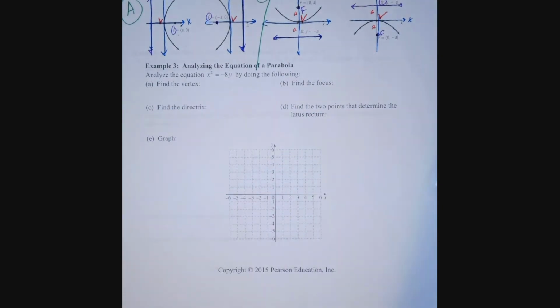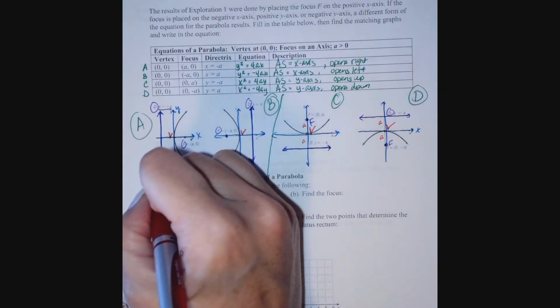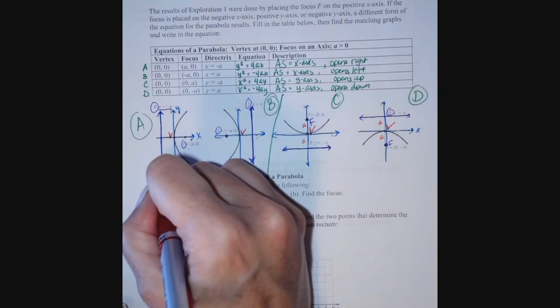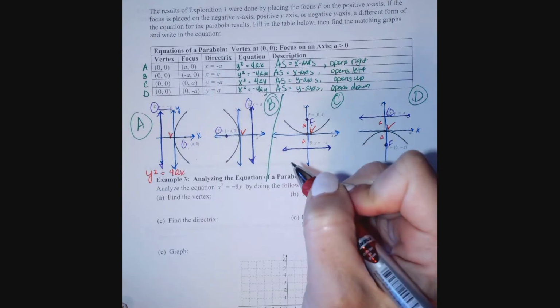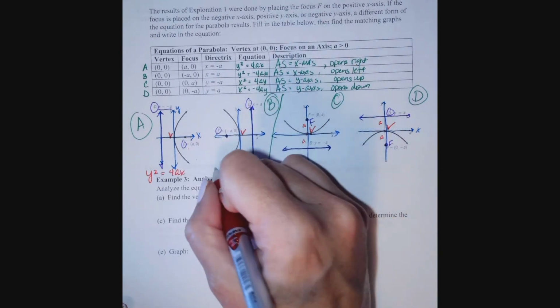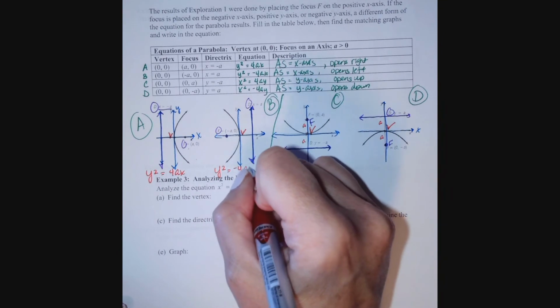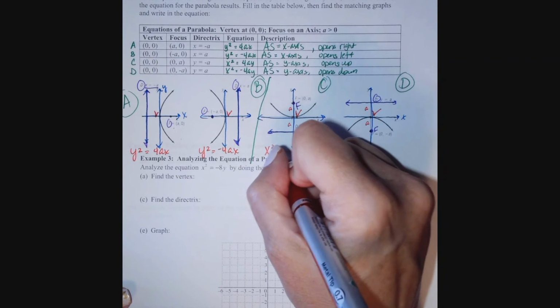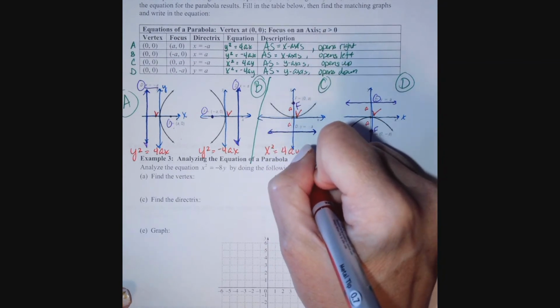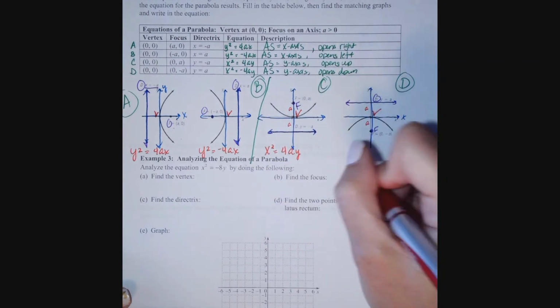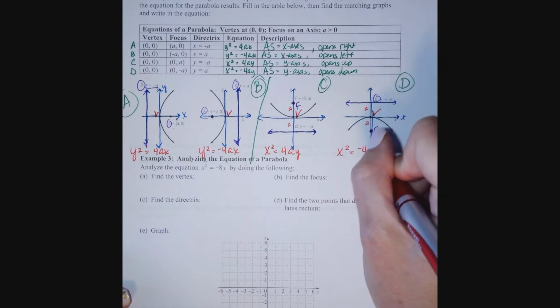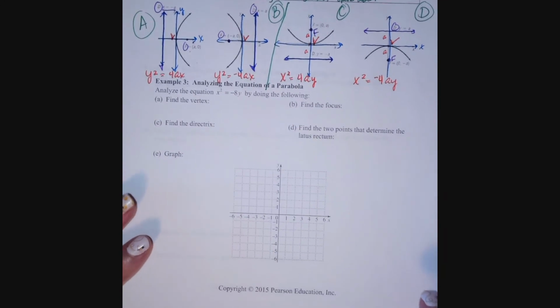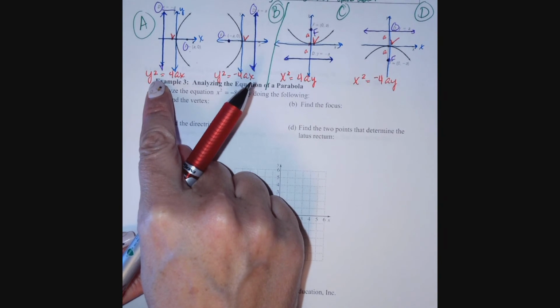You know what, let's write our equations down here. This one is going to be a y squared because it opens to the right. Y squared equals positive 4ax. This one opens to the left. It's a y squared equals a negative 4ax. C opens up, so it's an x squared equals 4ay. And this opens down, so it's an x squared equals a negative 4ay. Those are my 4 equations for a parabola whose vertex is still on the origin. This is the one that we worked with already.